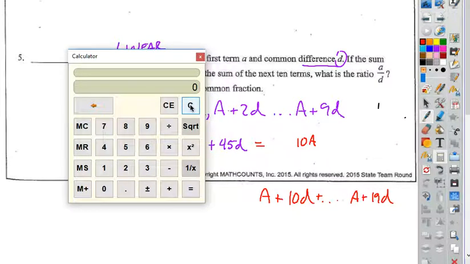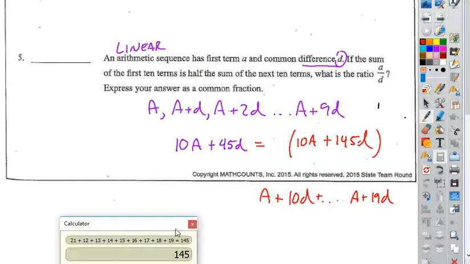Well, just because I'm going to be lame here, how many d's? I'm going to start with 10 plus 11, plus 12, plus 13, plus 14, plus 15, plus 16, plus 17, plus 18, plus 19. So that wasn't too bad. Plus 145d. And remember, it says the sum of the next 10 terms is half. So that's 1/2.